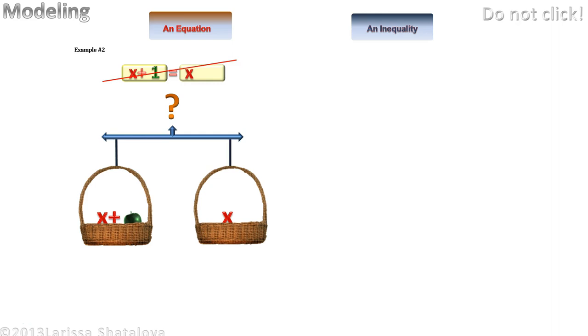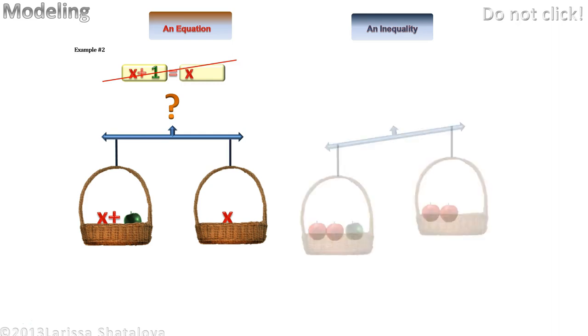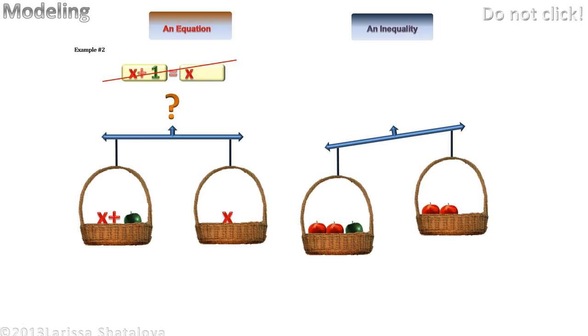But for the inequality, if we have 2 baskets and the left basket has 3 apples and the right basket has 2 apples, it's clear that the left basket is heavier, as it's supposed to be. Now, if we replace 2 red apples by x, we have the inequality x + 1 > x. Is it true or not? What do you think?